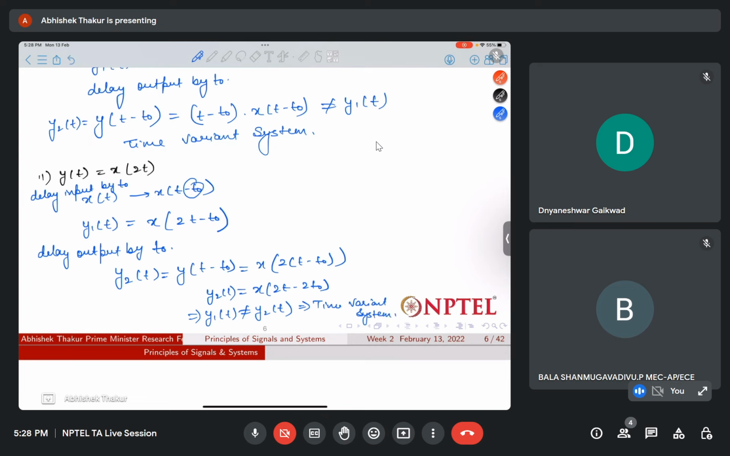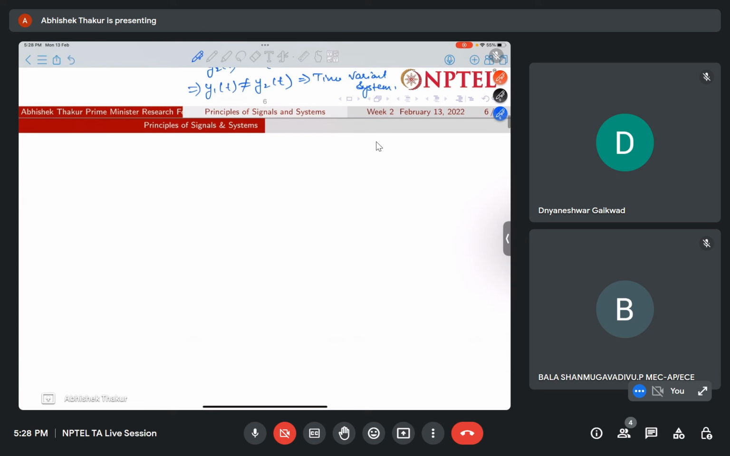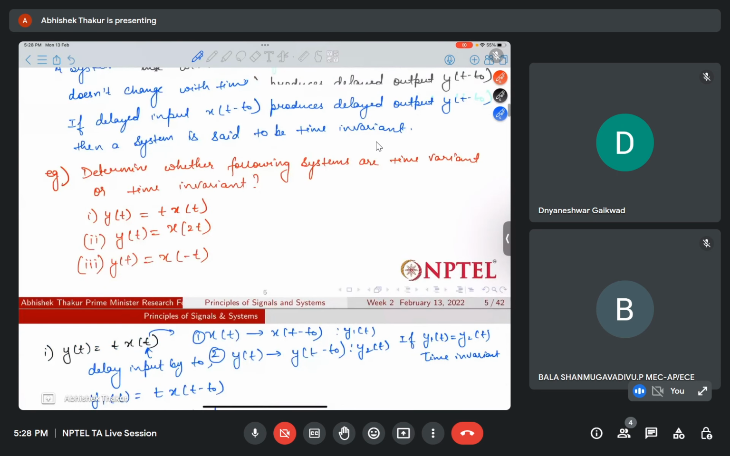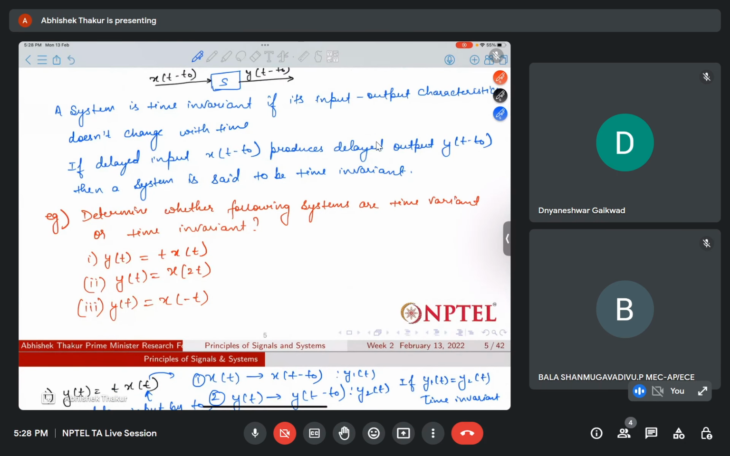Any doubt in this? If you have any doubt, then you can ask now. Okay, so the third one you can solve by yourself, that is y(t) is equal to x(minus t). That is also a time variant system. I've just given a hint.